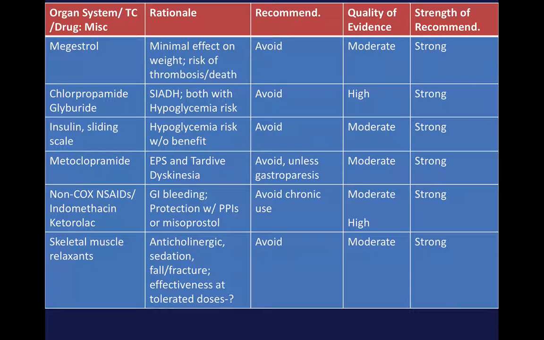Some other agents that meet the Beers criteria are megestrol, which can be used sometimes for weight gain. But the problem with megestrol, it's been shown that it can increase the risk for thrombosis and DVTs, and it's not that effective in weight gain unless the person's cachectic due to either cancer or HIV. The other thing is we'd like to avoid older sulfonylureas.